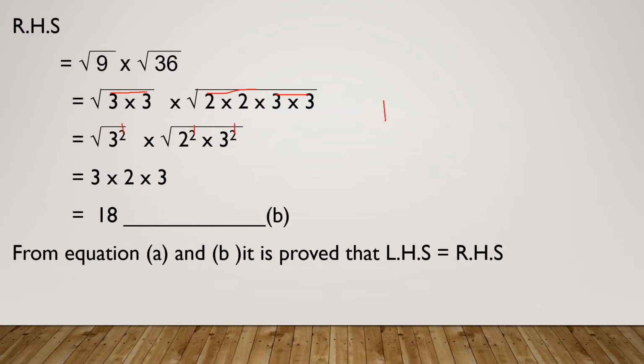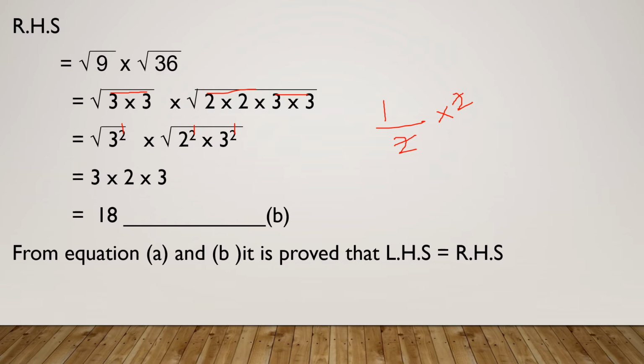Because we know very well the value of square root of 1/2, and when 1/2 is multiplied with square root of 2, it will be cancelled out. That's why. Okay, then we get from here 3 multiplied by 2 multiplied by 3. Multiply all of these values, we will get what? 18. This is our equation B.